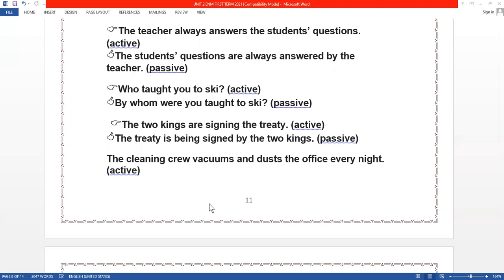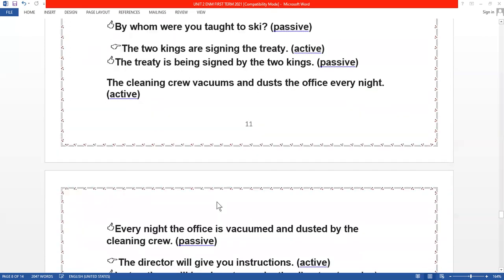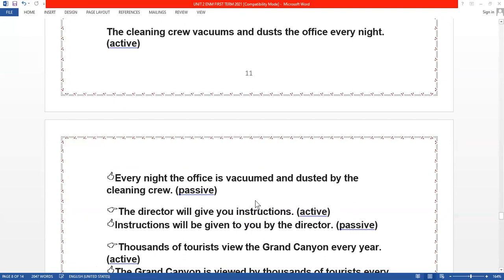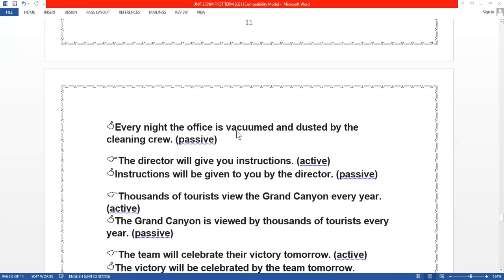The cleaning crew vacuums and dusts the office every night. Take care of this. The cleaning crew, this is the subject, vacuums and dusts the office. So every night the office is vacuumed and dusted by the cleaning crew. This is a sentence in the present simple, so we change it into the passive form with the present simple is vacuumed and dusted by, and you notice here that we have two verbs, vacuumed and dusted. We put them in the past participle.